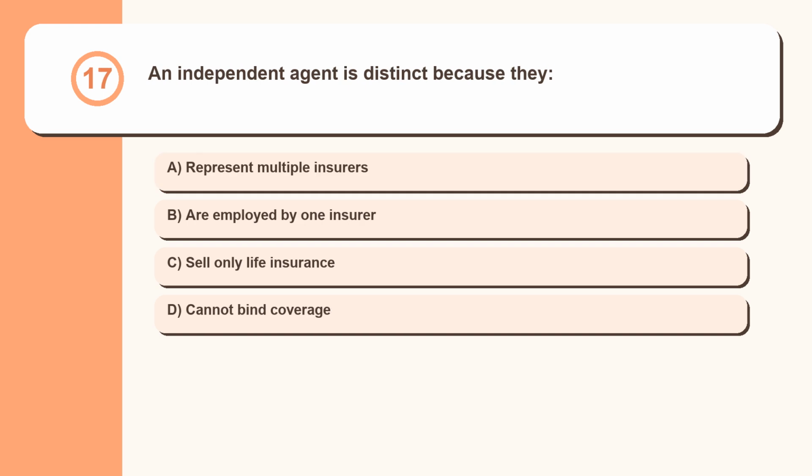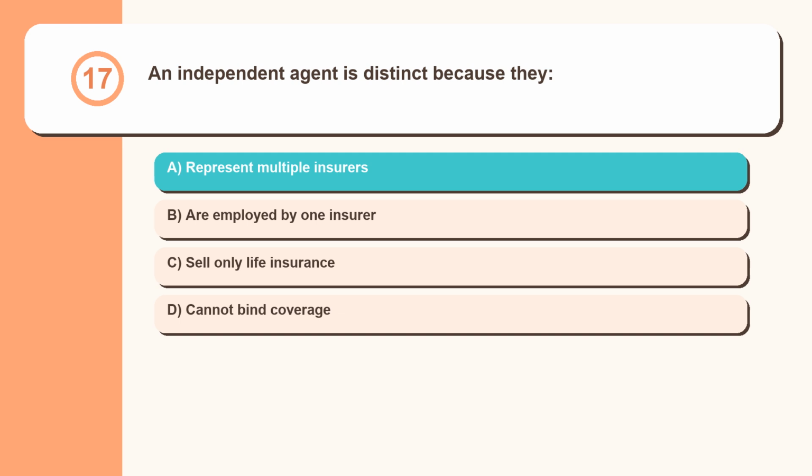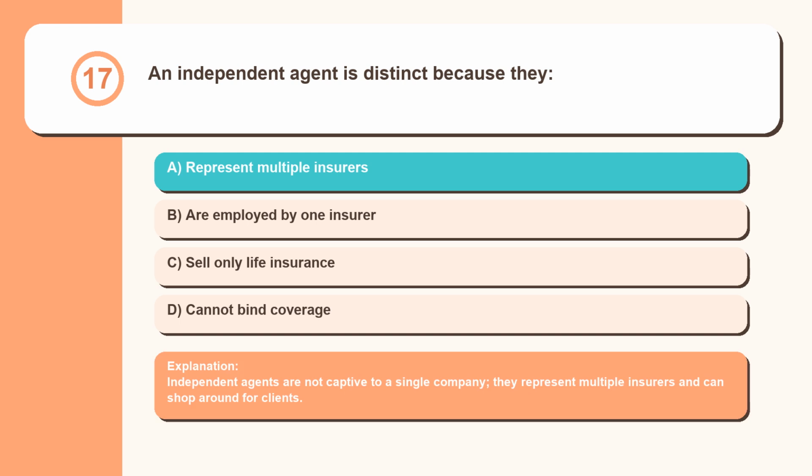Question 17. An independent agent is distinct because they represent multiple insurers, are employed by one insurer, sell only life insurance, cannot bind coverage. Independent agents are not captive to a single company. They represent multiple insurers and can shop around for clients.